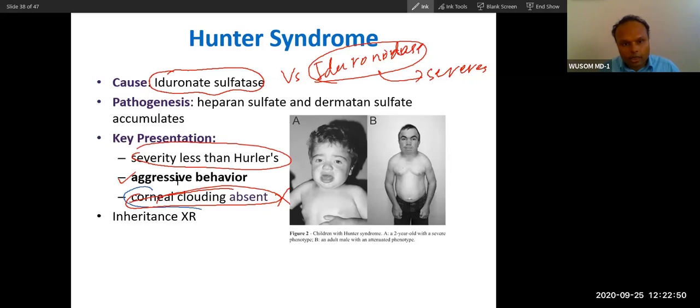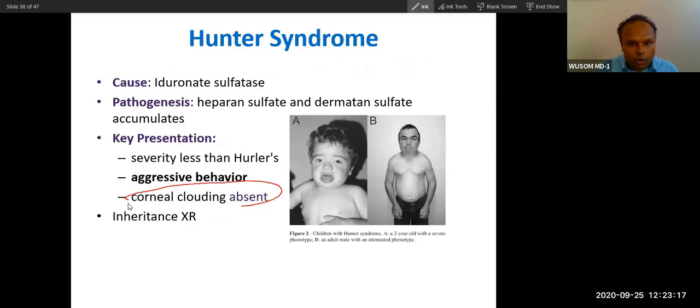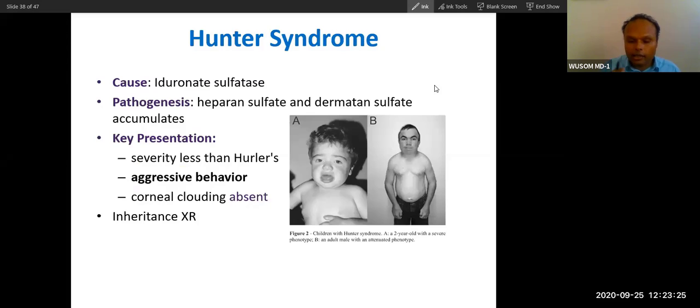So these are the presentation differences between Hurler and Hunter. But here you will find kidney damage. Here you can find liver damage, but milder. You will see stunted growth here also, but it will be milder in comparison to Hurler syndrome. It will present in males because it is an X-linked disease. So remember this difference: corneal clouding and less severity. Okay. So did you understand the difference between Hurler and Hunter syndrome?